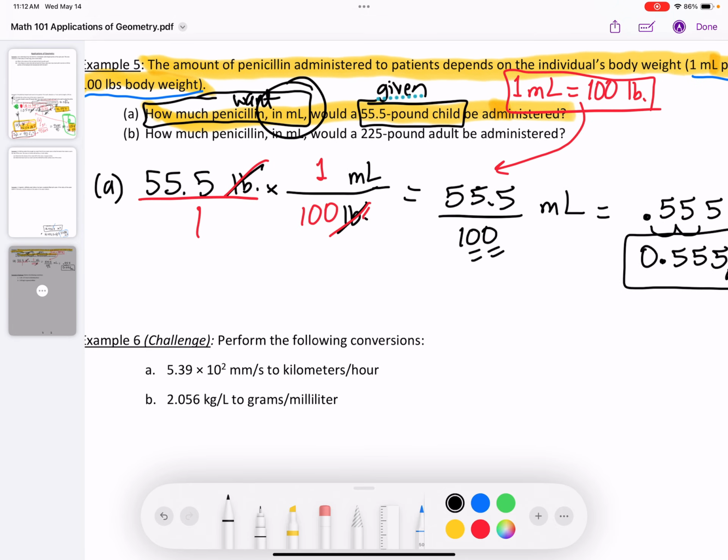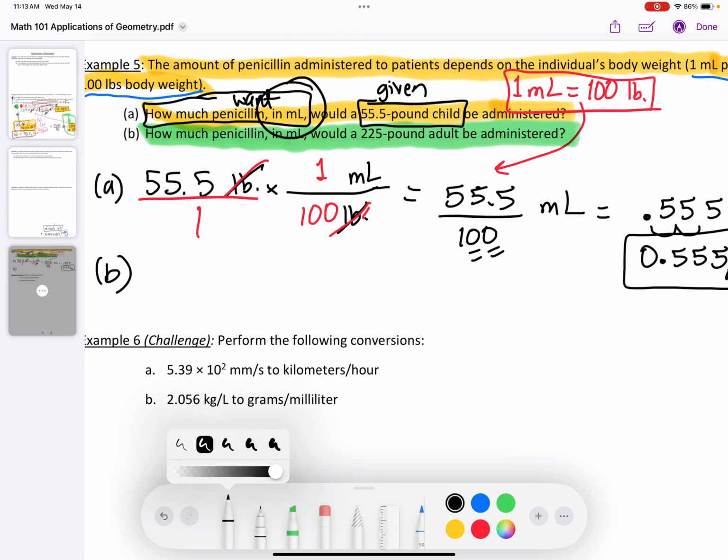Okay. So how about an adult, though? Because that doesn't sound like a lot, but hey, I'm no nurse. Let's see, part B says, how much penicillin in milliliters would a 225-pound adult be administered? So that's interesting. We can kind of compare. Is it a similar number? Is it close? Is it much bigger? Whatever. All right, but this time it's pretty much the same. Part A and Part B are almost the same. The only thing I'm changing is that the 55.5 that we started with is not the weight of the person we're interested in anymore. Now it's 225. But really the work is going to be the same. I'm doing pretty much the same thing.